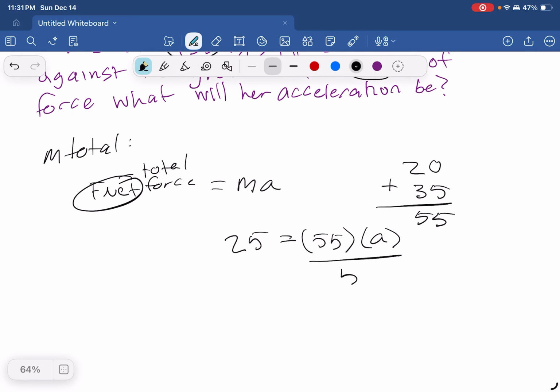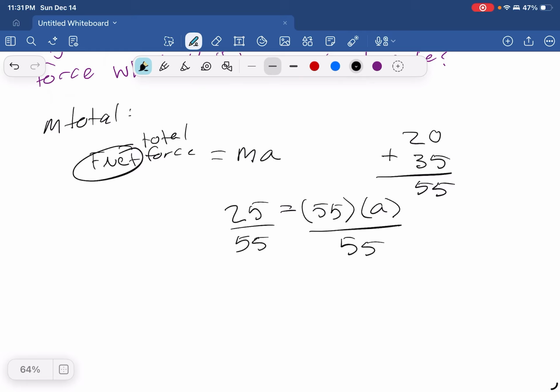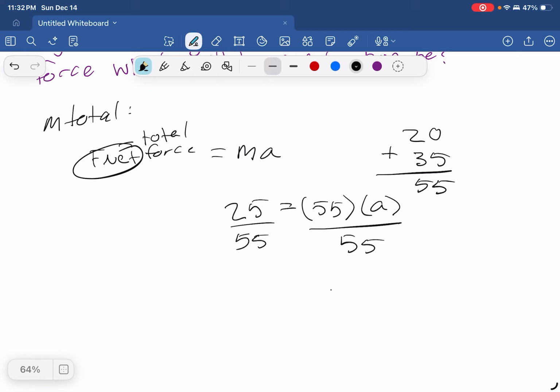From there, it's the same thing. So you divide 55 on both sides because we're solving for a. 25 divided by 55 is roughly 0.45.